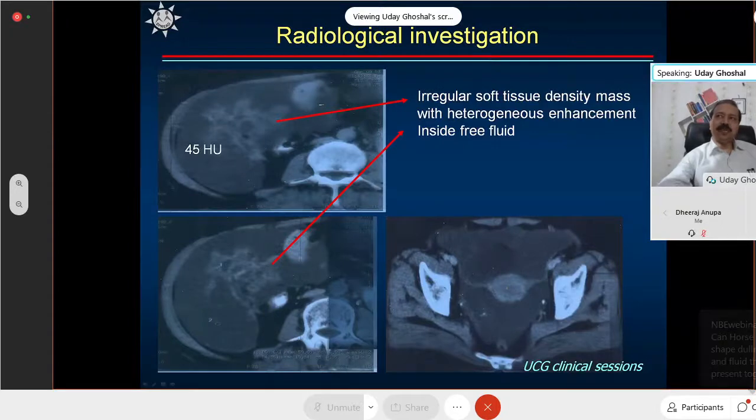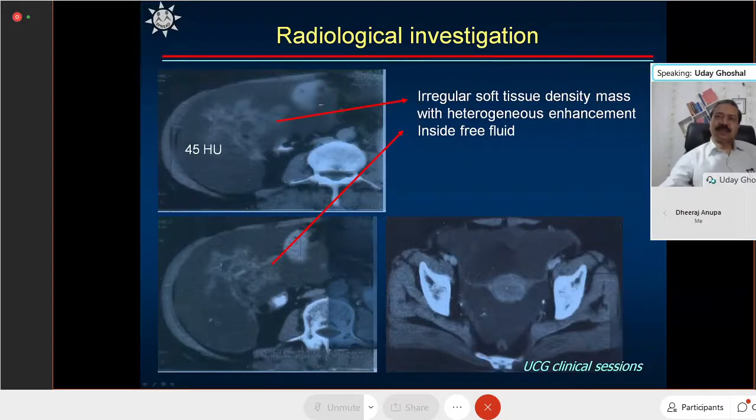Anybody wants to give the diagnosis now? I haven't written it. So if you have anything to say, you may type it on your chat box. Okay. Any attendee, you want to say anything, you can type on the chat box. Somebody has said hydatid cyst. Okay, very good. Hydatid cyst.